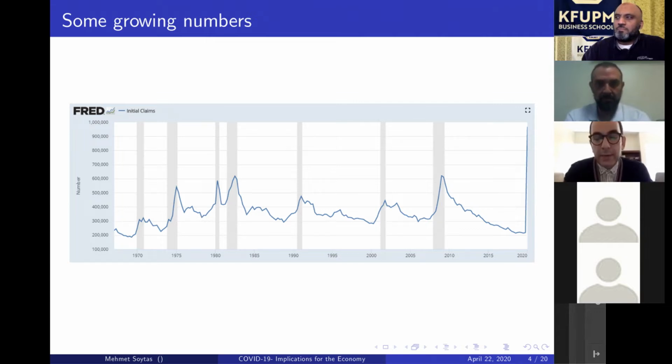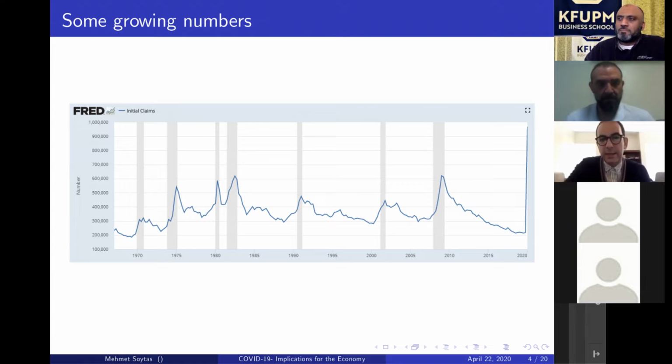Why I'm showing it is that it shows how these unemployment claims behaved over recessions. These shaded areas are the US recessions. And what is a recession? A recession is a period of time where economic activity is dropping. That means there is negative growth over at least 2 consecutive quarters.